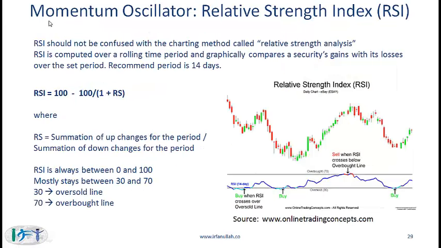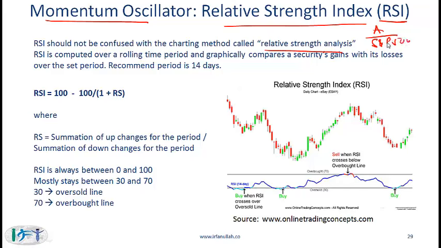The second momentum oscillator we'll talk about is the relative strength index. The relative strength index should not be confused with the charting method called relative strength analysis. This is where we had the price of stock A divided by the S&P 500. What we are talking about here is a little different. This is called the relative strength index. This is a momentum indicator.